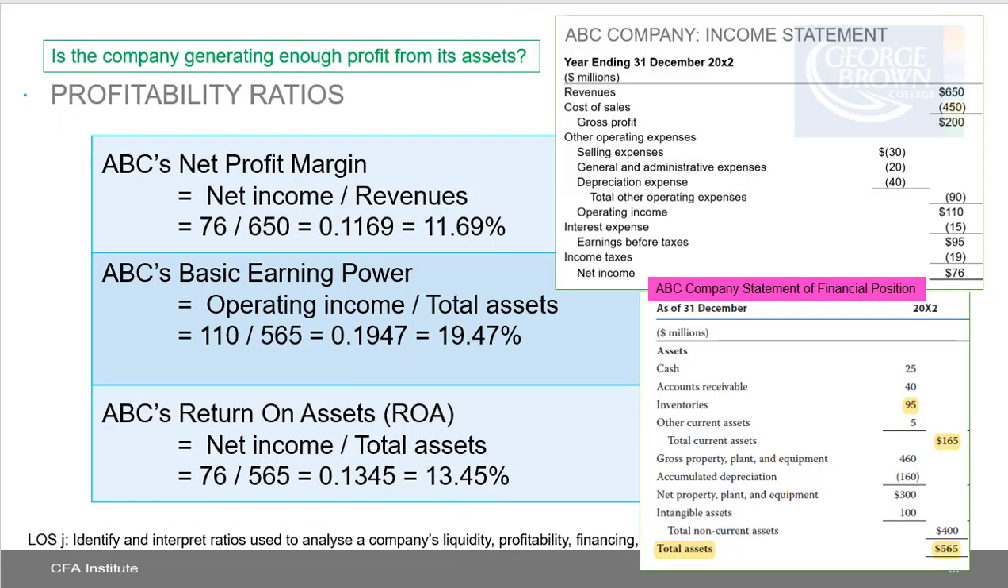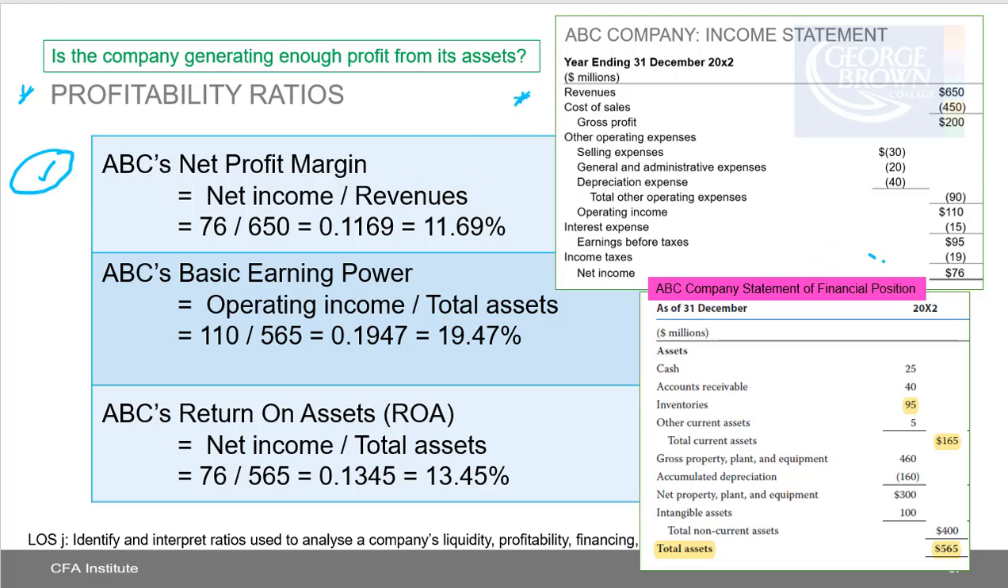So continuing with the profitability ratios, there's 3 ratios that we need to be familiar with. Number 1 is the net profit margin, and we can see that as net income divided by revenues. So we find that all on the income statement. That's an income statement to income statement ratio.